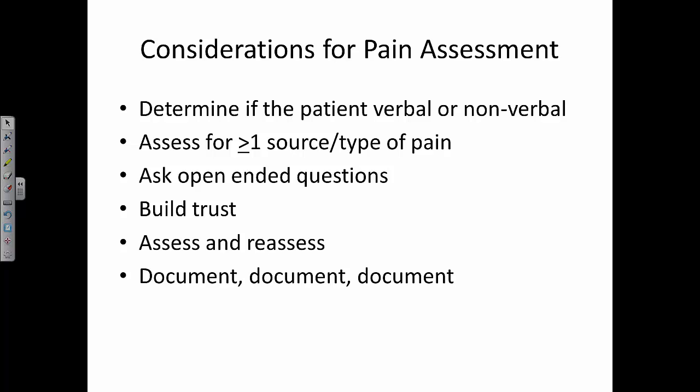You also want to assess for more than one source or type of pain. And unfortunately, a lot of patients have multiple pains. So they might have chronic lower back pain as well as a sharp pain in their leg, perhaps from an injury. Again, you always want to ask open-ended questions instead of leading questions or yes and no questions that might limit the conversation. So instead of saying, "Do you have pain?" ask the patient, "Where is your pain?" or "What types of pain do you have?"